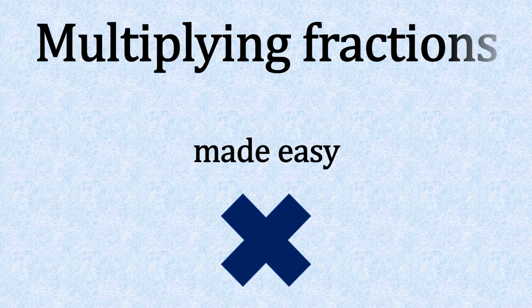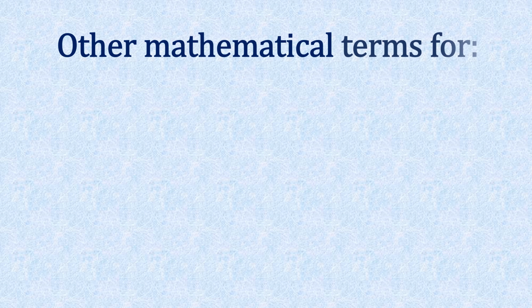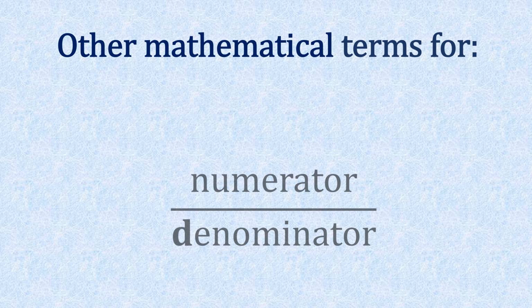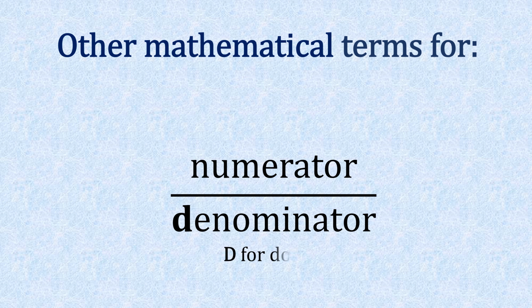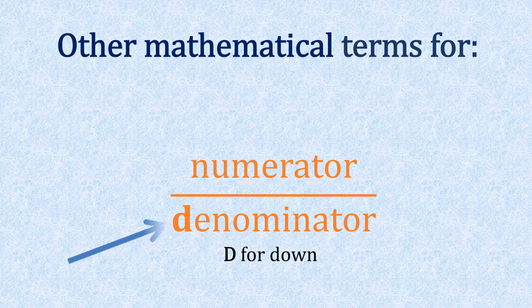Multiplying fractions made easy. Other mathematical terms we use: multiply, obviously, product, by, lots of, and times. And if you struggle to remember the difference between the numerator and the denominator, remember D for down: denominator goes down.